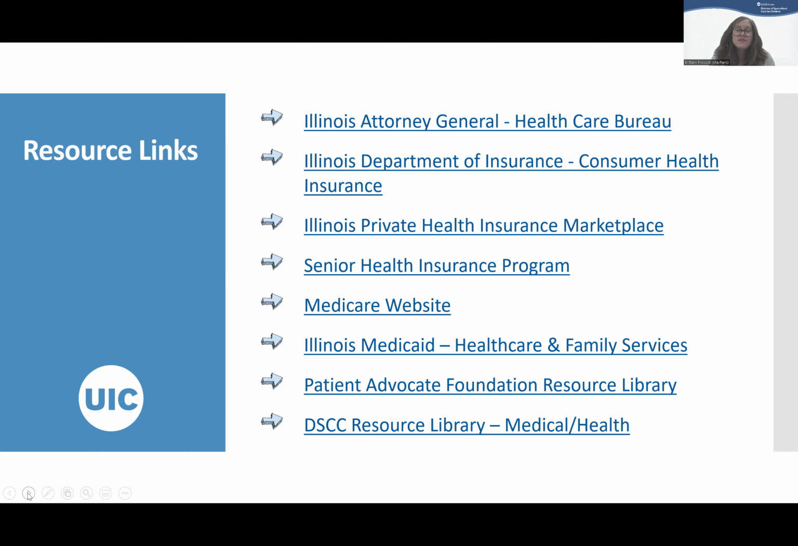And then I also put the DSCC resource library so that you can see all of the resources that we have in there about medical or health insurance related things.